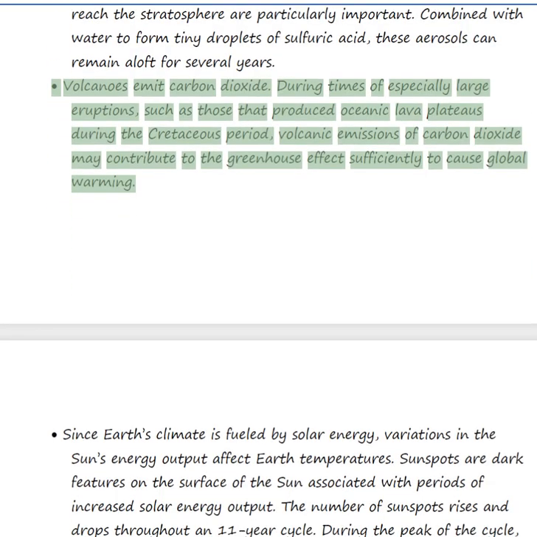Volcanoes emit carbon dioxide. During times of especially large eruptions, such as those that produced oceanic lava plateaus during the Cretaceous period, volcanic emissions of carbon dioxide may contribute to the greenhouse effect sufficiently to cause global warming.